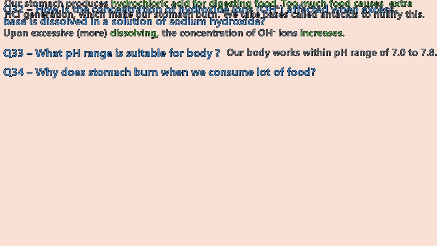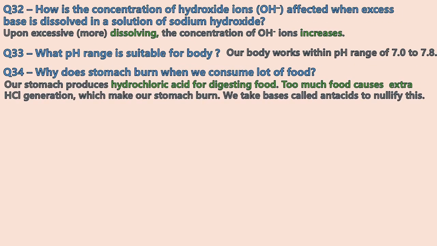Why does the stomach burn when we consume a lot of food? Our stomach produces hydrochloric acid for digesting the food. Too much food causes extra HCl generation, which makes our stomach burn. We take bases called antacids to nullify this. The tablets we take to nullify this stomach burning sensation will have base in them, compounds which have base qualities, so they will nullify this burning.